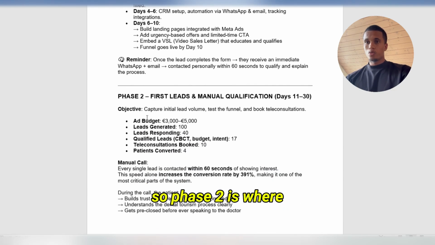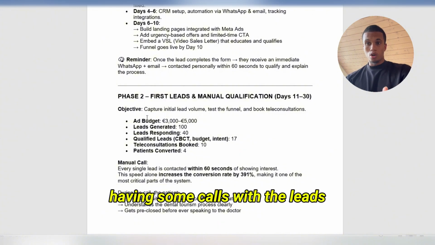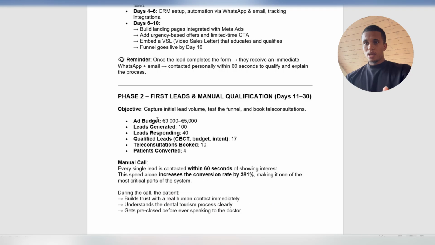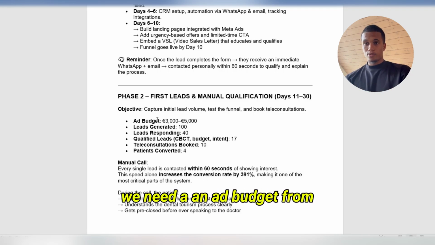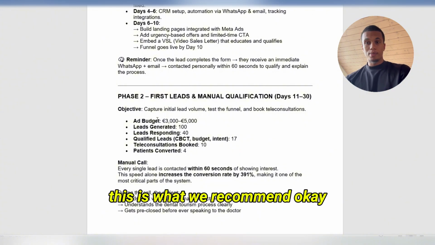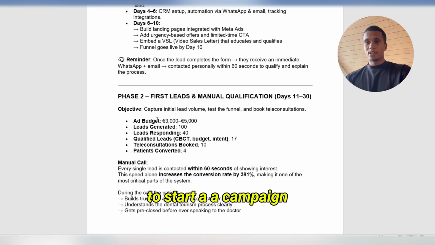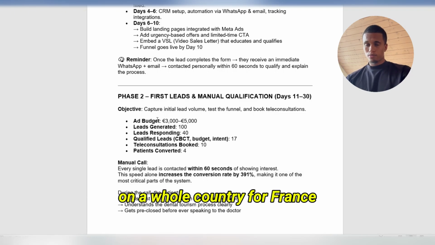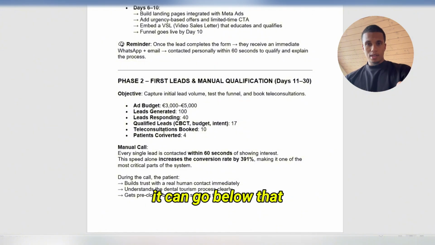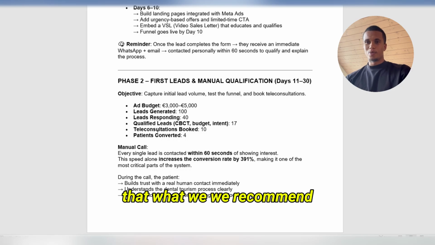Okay, so phase 2 is where we start capturing some leads, some volume, test the funnel, having some calls with the leads to warm them up. And just to clarify, we need an ad budget from 3,000 to 5,000 per month. This is what we recommend to start a campaign on a whole country, for France, Germany, whatever. It can go below that, but for better results, that's what we recommend.